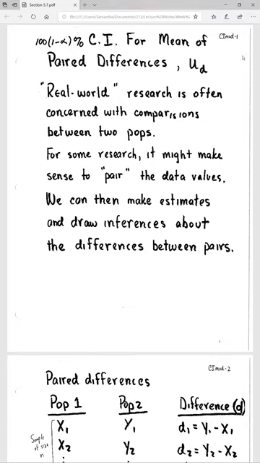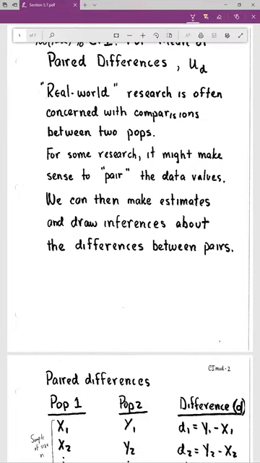Welcome class to the lecture video on section 5.7. This lecture video will cover the 100 times 1 minus alpha % confidence intervals for the mean of pair differences, which we represent with mu subscript d, or as you'll hear me just call it, mu d.